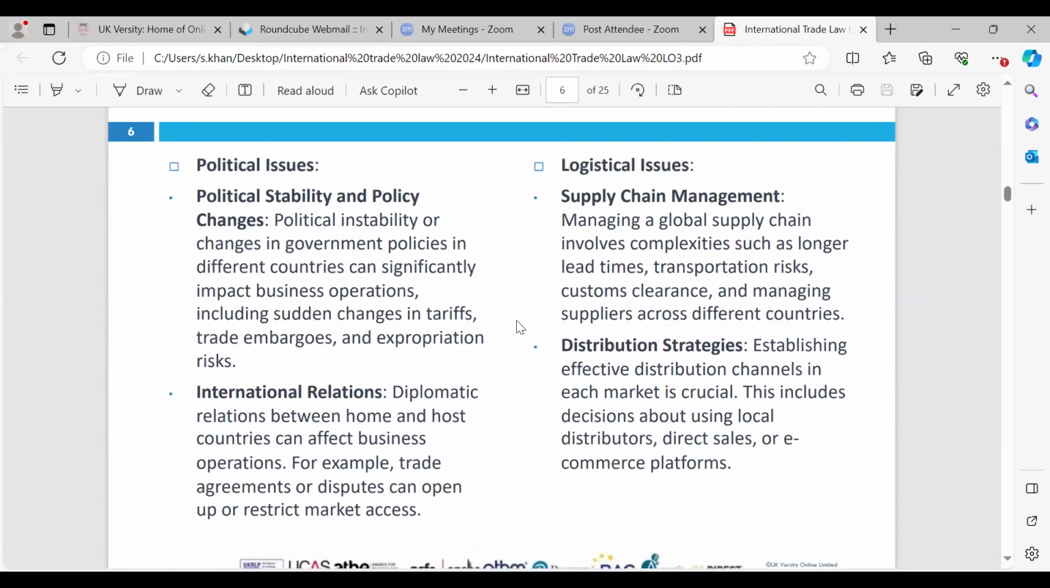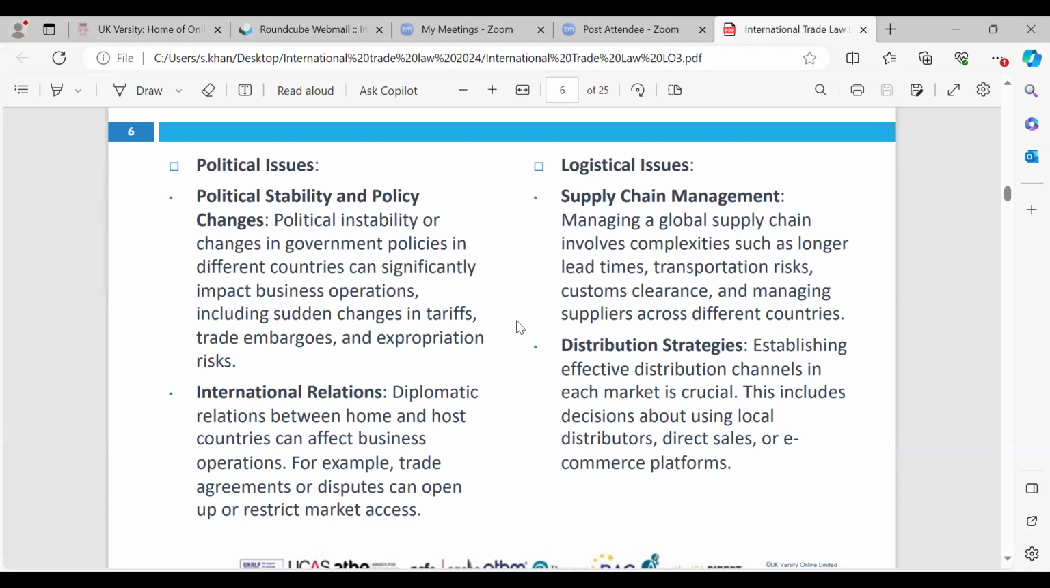Political issues. So political stability and policy changes. Political instability or changes in government policies in different countries can significantly impact on business operations, including sudden changes in tariffs, trade embargoes, and expropriation risks. International relations, so diplomatic relations between home and host countries, can affect business operations. For example, trade agreements or disputes can open up or restrict market access.